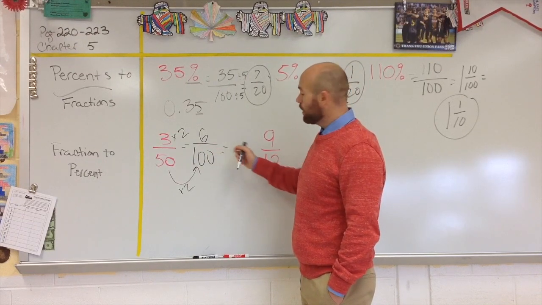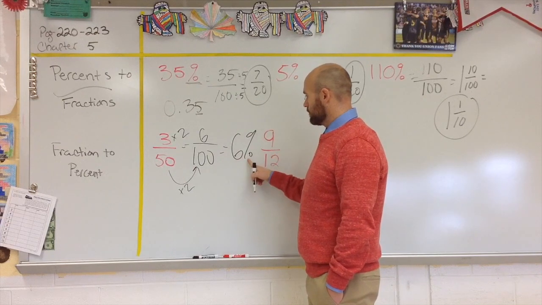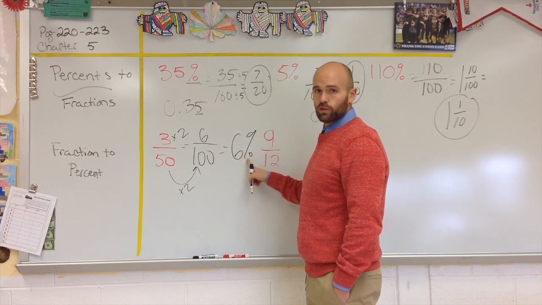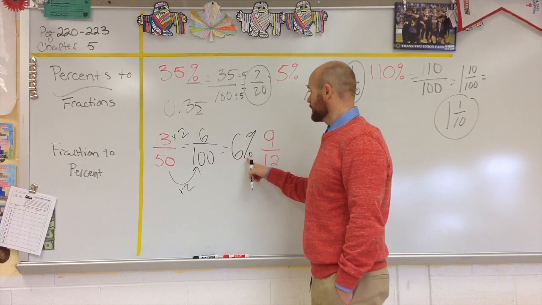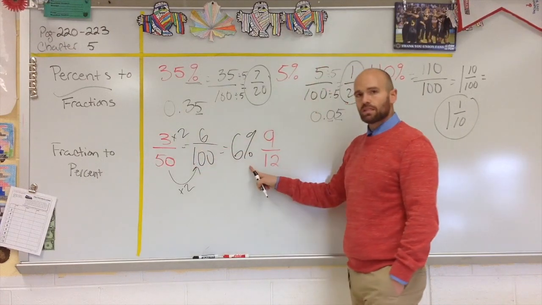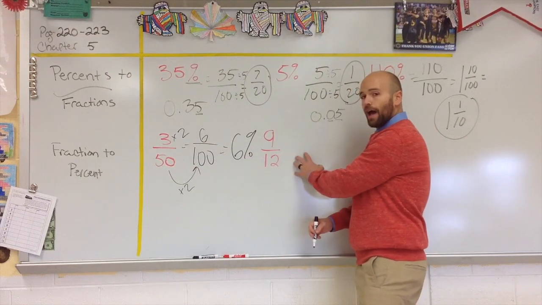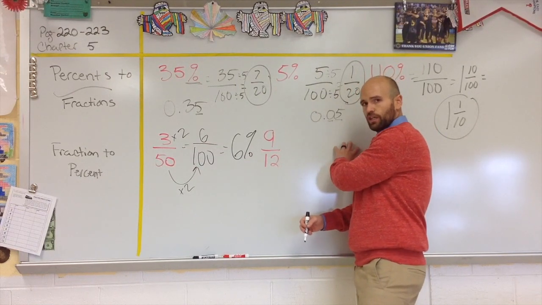Well, this is over 100. So my part is 6 over my whole, which once again is the percentage sign for 100. So 3/50ths is equal to 6/100, which equals 6%. Now let's look at this second example of a fraction. We're going to change it to a percent.